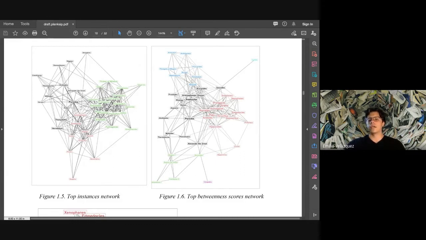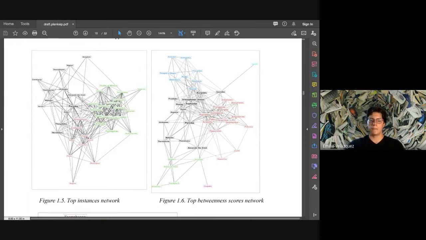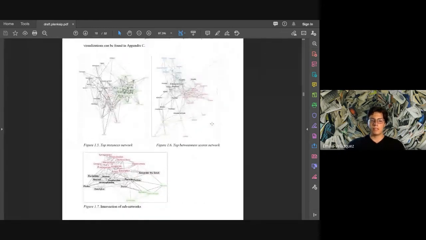We're just talking about all the connections that there are, and how it just starts cutting the connections, pruning the connections that are not that important. And once we start pruning a network between top instances, which is how many times they appear, and the betweenness, which is their ability to connect different groups together, we can get an idea of what are the most important features in the whole index.